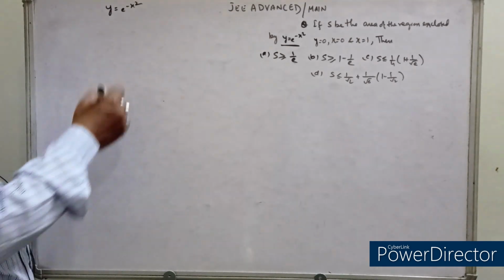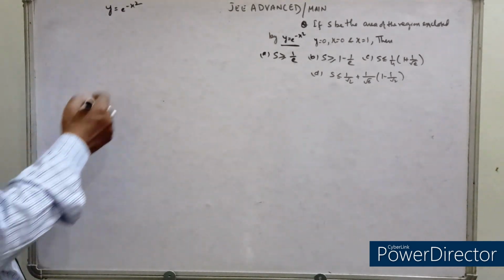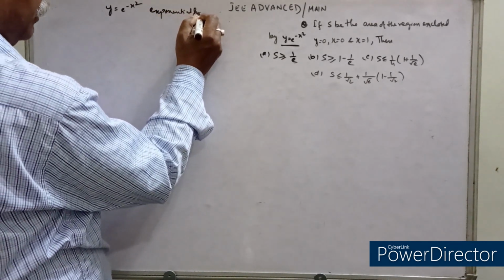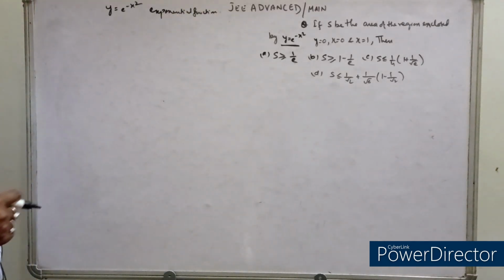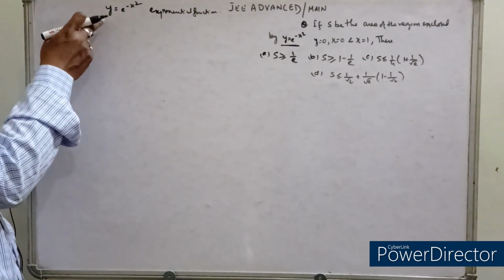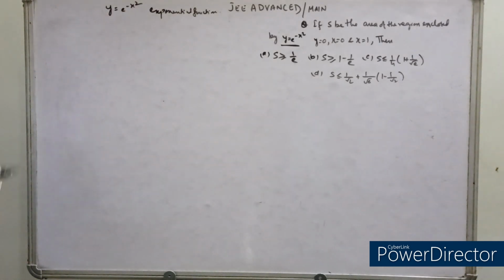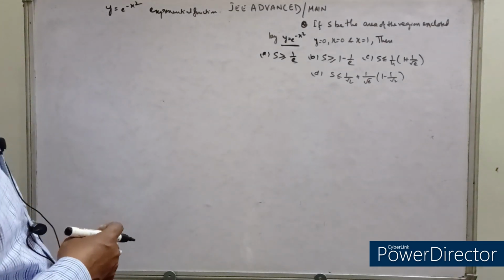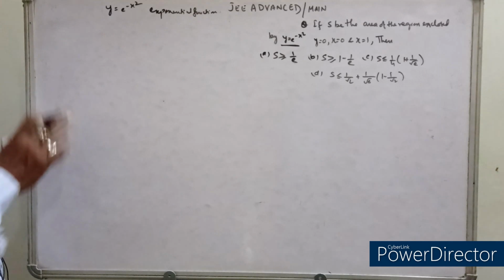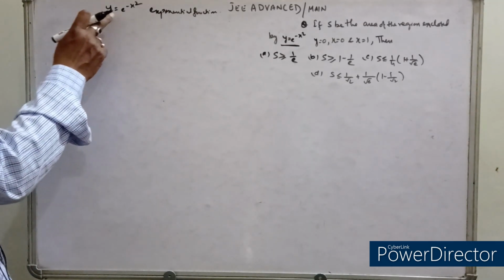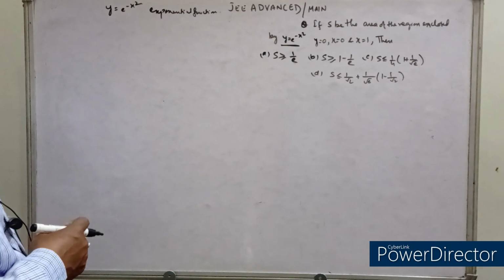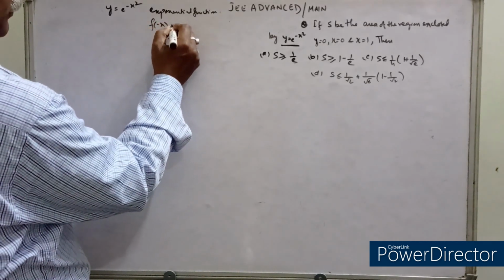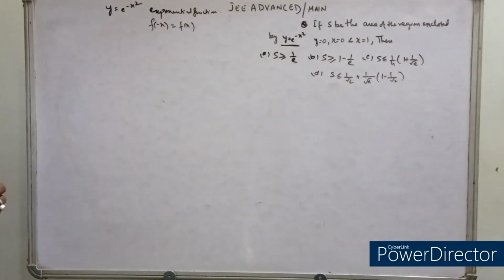So this is an exponential function. It is usually an increasing function, but here it is a decreasing function because your f dash x will come negative. If f dash x is less than 0, then it is a decreasing function, and if f dash x is greater than 0, then it is an increasing function. And the next important point is that this is an even function because f of minus x will be equal to f of x. It will be the same.